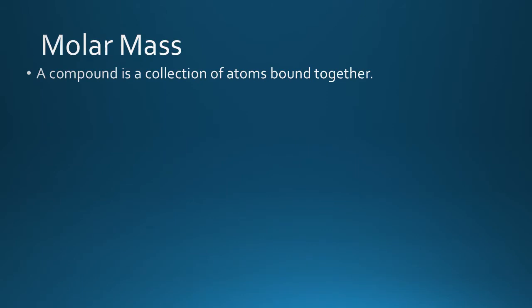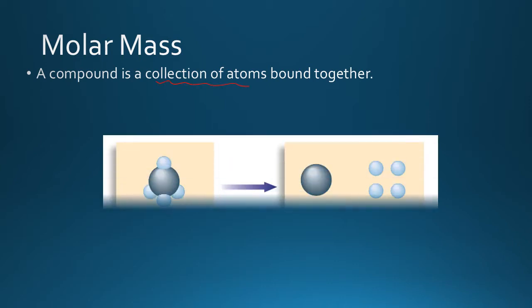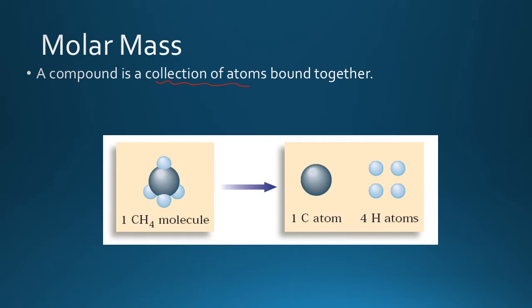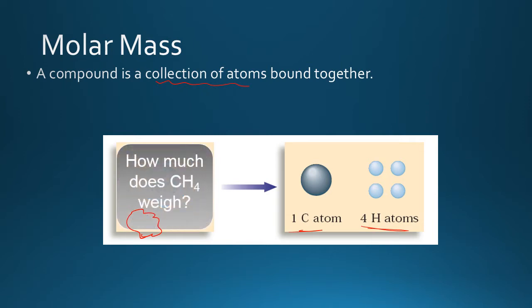To find the molar mass of a compound, which if you recall is a collection of atoms, a whole bunch of them bound together, let's take a look at the methane molecule. The methane molecule, if I break it apart, contains one carbon atom and 4 hydrogen atoms. So how are we going to find the molar mass, which is another way of saying how much does it weigh? Molar mass is the weight of a compound.